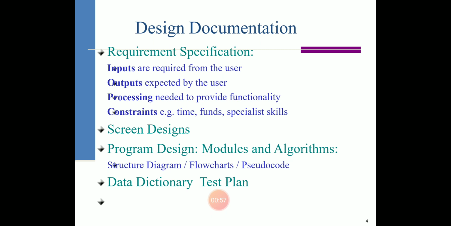It has a requirement specification, consisting of inputs, outputs, processing and constraints. It is the requirement or the expectations of the user, and it should also give the processing functionality, the constraints, and how it can be done. It also has screen designs, program designs, modules and algorithms, and finally a data dictionary and a test plan. This design documentation helps to explain the product in a successful manner.